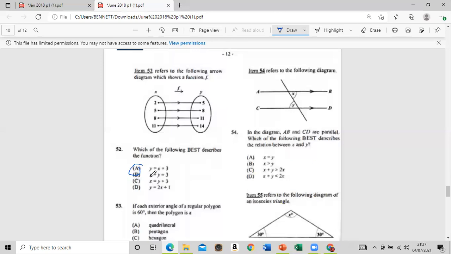It can't be B. See there? Y is equal to 2 plus 3, 5, and so on and so forth.